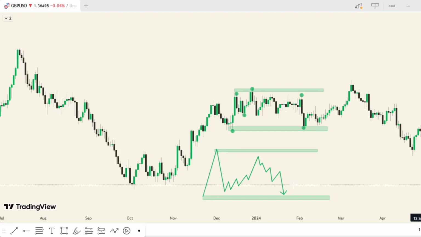Maybe that's what I'll be talking about in my next video also, when I talk about how to enter using market structure. That's how you trade in an uptrend or in a downtrend market, and how you trade the consolidation or ranging markets.